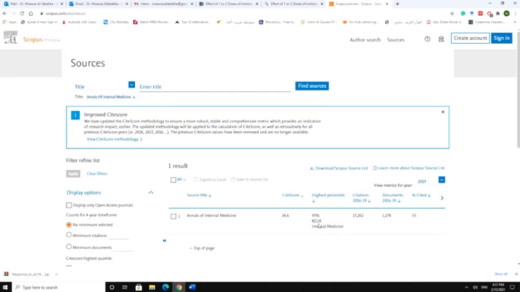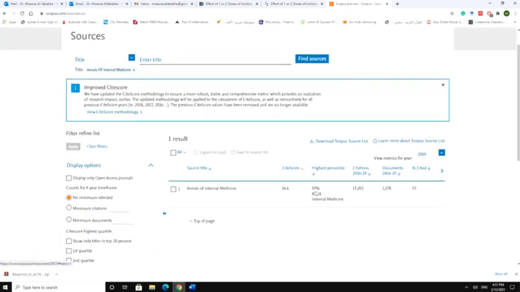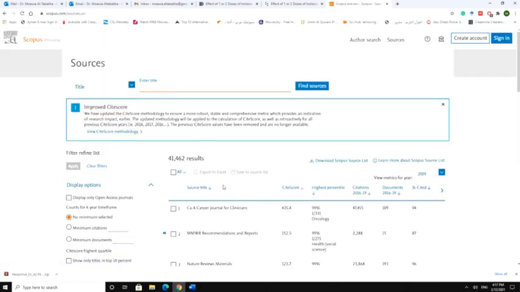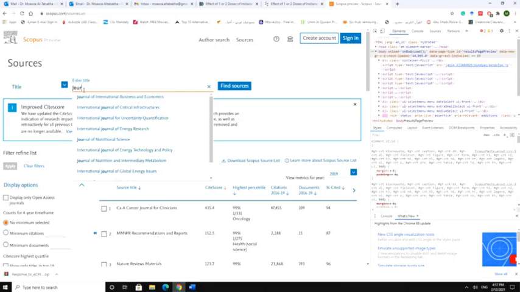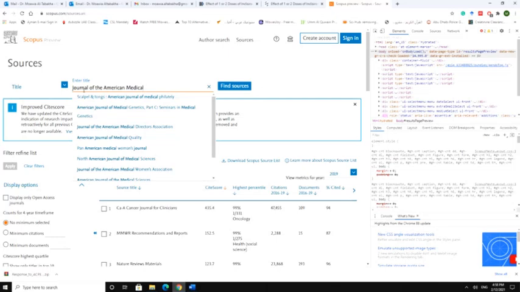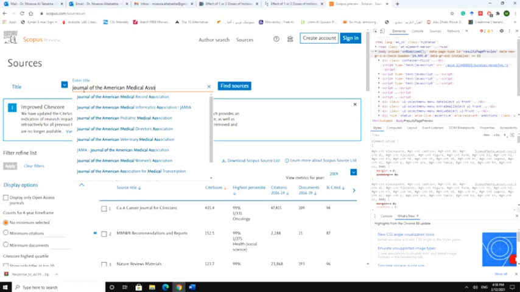Annals of Internal Medicine. Okay, see, 97% among the top 10%, actually among the top 5%, and it's number 4 among 128 journals for internal medicine. Let me see Journal of the American Medical Association. Okay, this one, Journal of the American Medical Association.